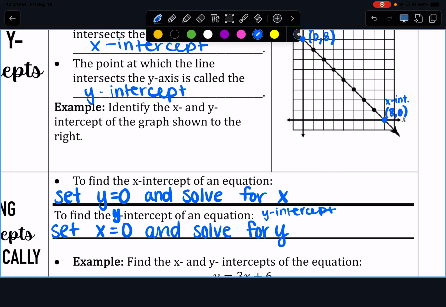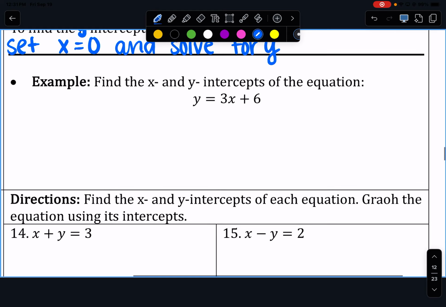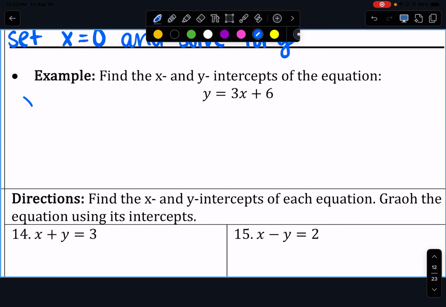Okay, so we're going to do an example real fast. So for this example here, let's start with our X-intercept. For our X-intercept, we set Y equal to 0, right? So instead of writing Y, I'm going to replace Y with 0. So 0 equals 3x plus 6.